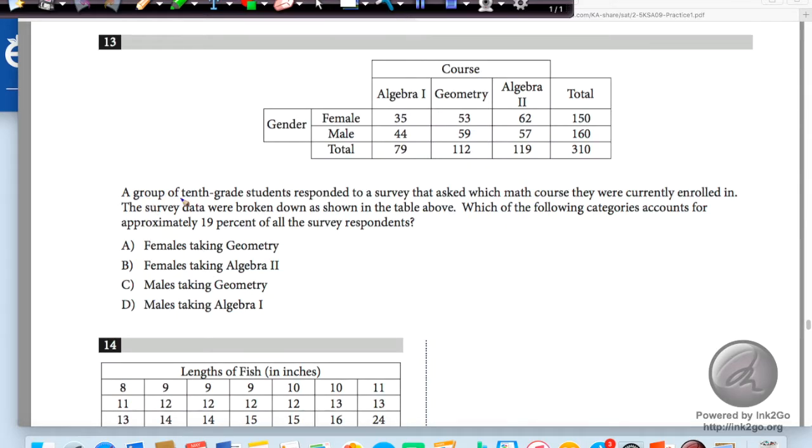Question 15 is stating, a group of 10th grade students responded to a survey that asked which math course they were currently enrolled in. The survey data were broken down as shown in the table above. Which of the following categories accounts for approximately 19% of all survey respondents? Okay, so this is very important because this is going to be the total of everybody that filled out a survey. And 19% is what I'm attempting to figure out, 19% of this number. So really what I need to know is the total of all survey respondents, which I don't know yet.